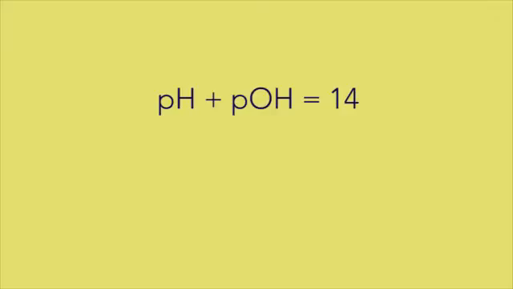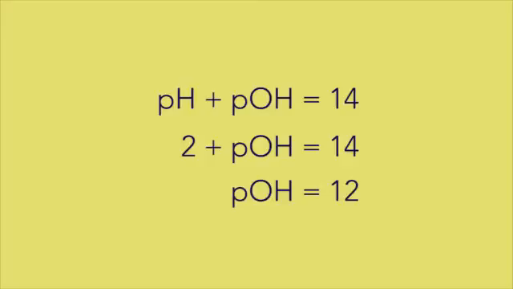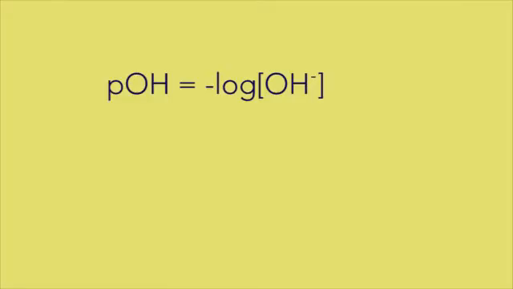Let's try it. Here's my formula. Plug the 2 in for the pH. Now use some simple algebra and solve for the pOH. So the pOH of a solution that has a pH of 2 has a pOH of 12. Easy peasy. One more thing. pOH is equal to the negative log of the hydroxide ion concentration. If given the hydroxide ion concentration, the pOH can be found in much the same way as the pH. Then, once you have the pOH, you can solve for the pH.